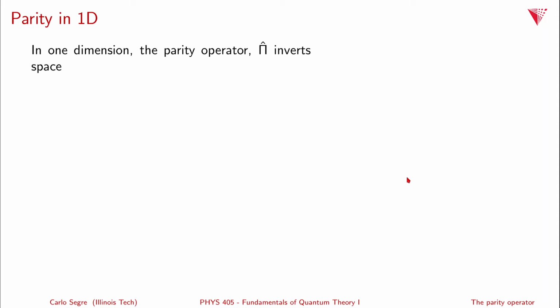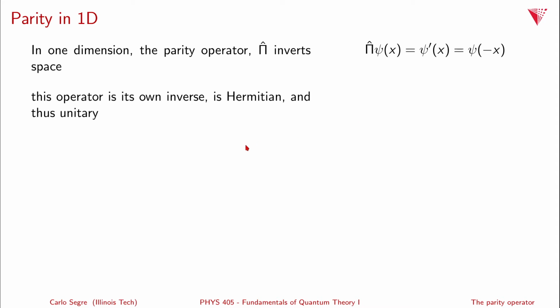So in 1 dimension, pi inverts space. That is, pi applied to psi of x is equal to psi prime of x is equal to psi of minus x. This operator is its own inverse. It's Hermitian, and therefore it's unitary. So that means that pi inverse is equal to pi, but it's also the Hermitian conjugate of pi.